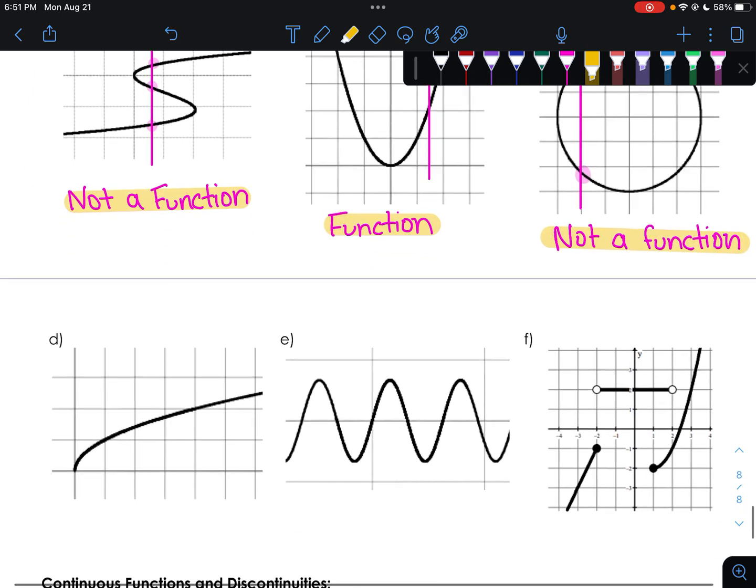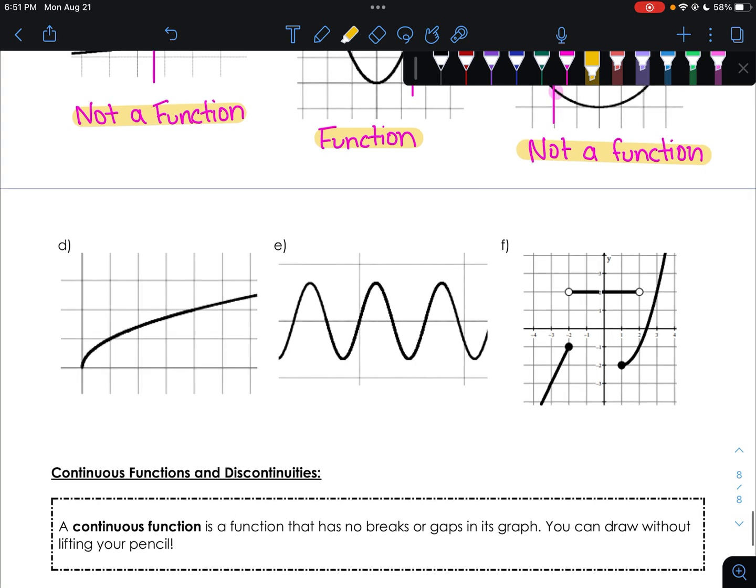Okay, now what I would like you to do is to pause the video and try D and E on your own, and then we'll come back and talk about F together. So hopefully you gave D and E a try. I'm going to go ahead and draw my vertical lines in, even on F.